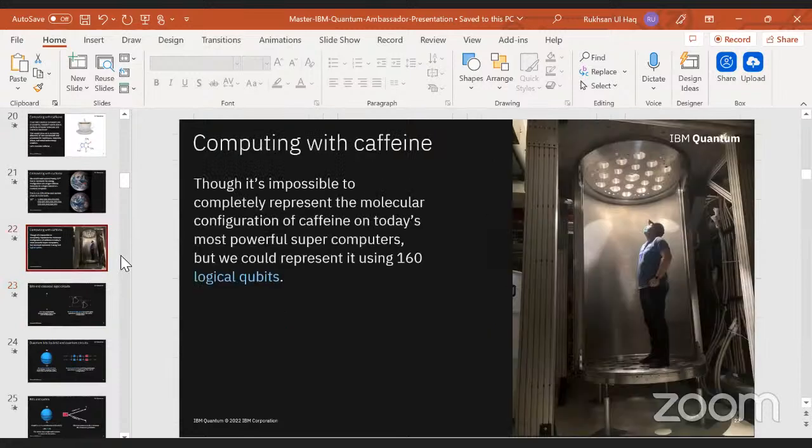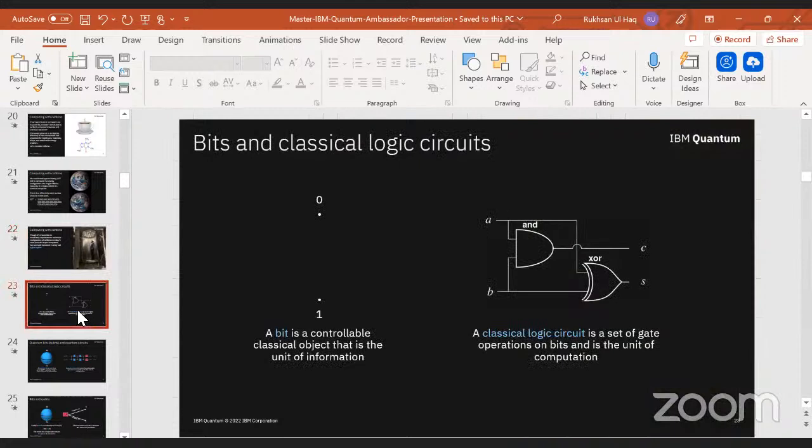Okay. I have a query. What is it that makes it possible to store 10 to the power 48 bits of information in only 160 logical qubits? Oh, okay, good question. I am just one slide away from that answer. So let me just talk about this one, and then I will come to the answer.